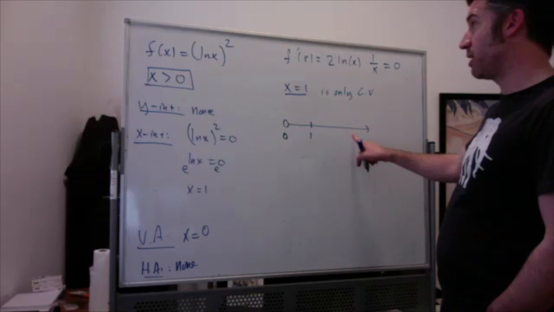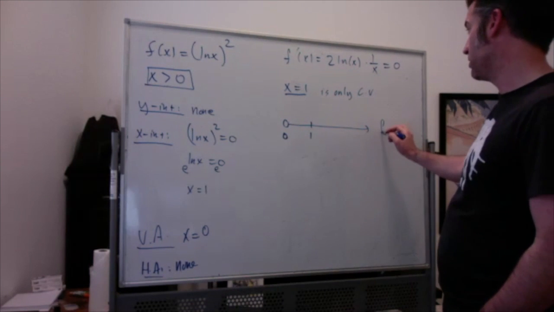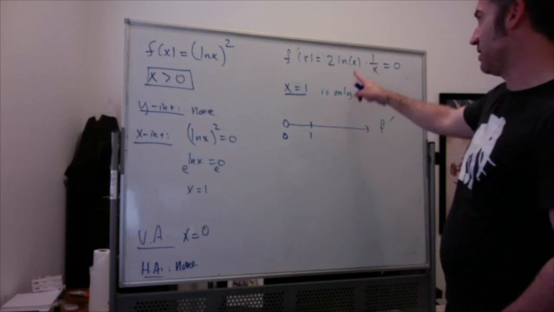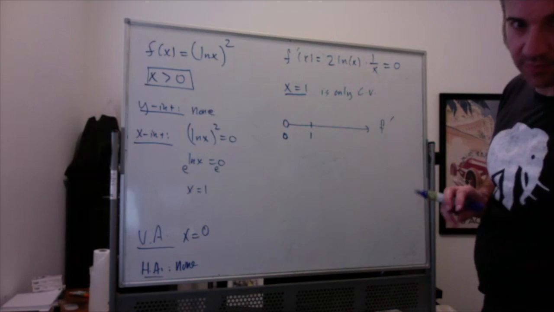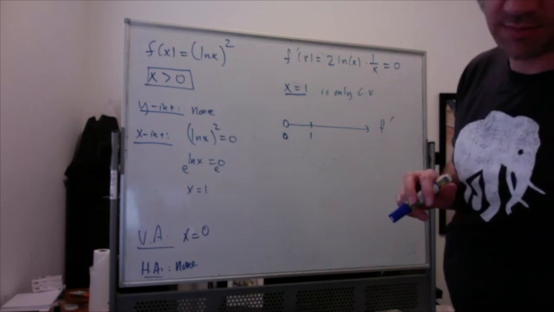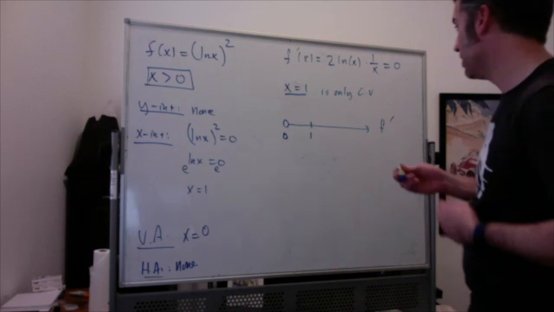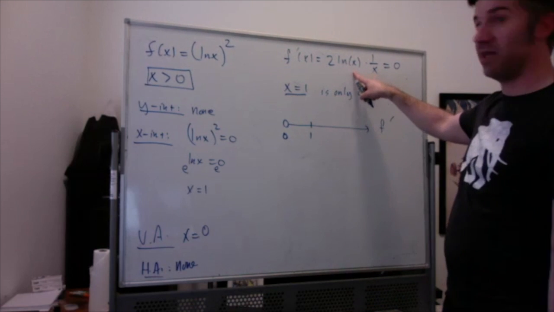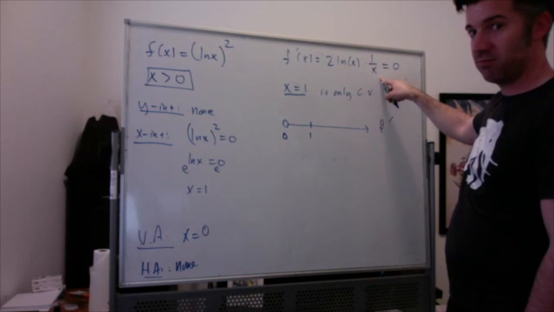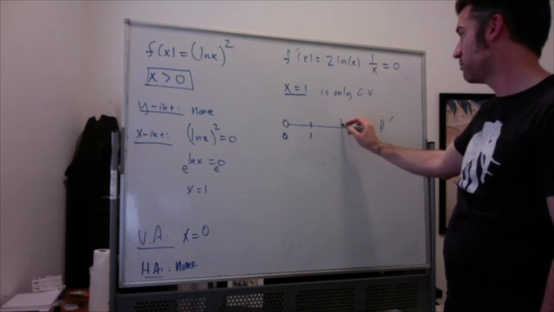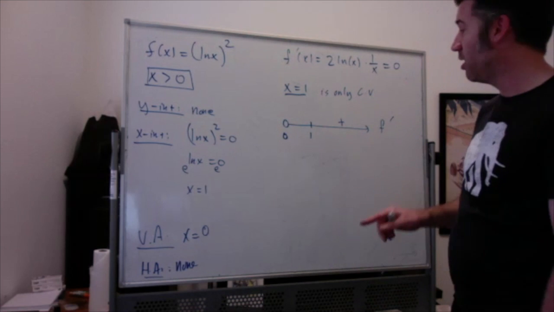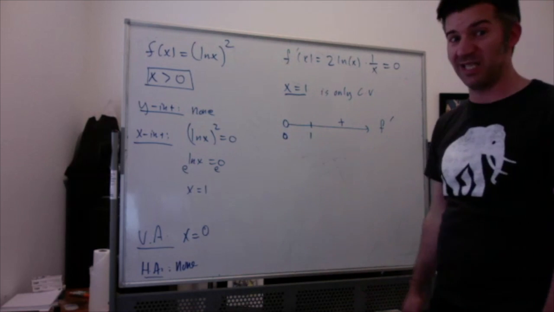Let's pick a number bigger than 1 to plug into the derivative. What's a number that's bigger than 1 that's easy to take the natural log of? This one I am going to wait for an answer for. Yeah, exactly, e. So I pick e, the natural log of e is 1, so I get 2 times 1 over e, which is positive. Okay, here's a slightly harder question, but has a similar answer. What's a number between 0 and 1 that's easy to take the natural log of?